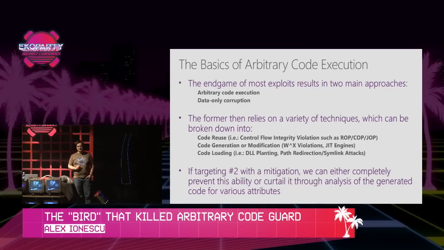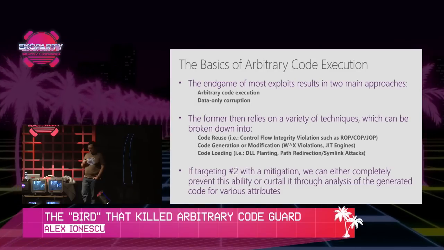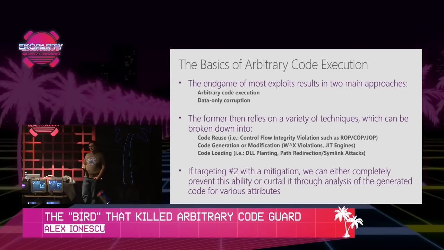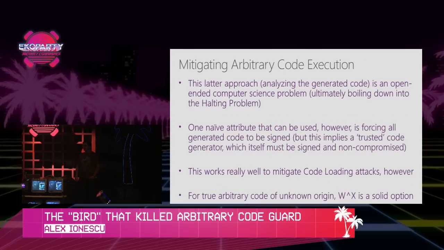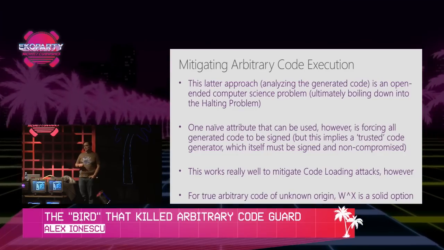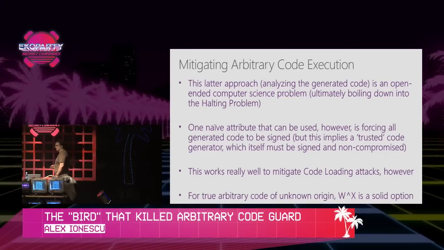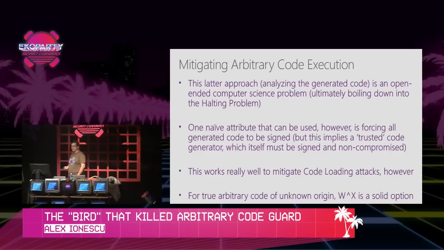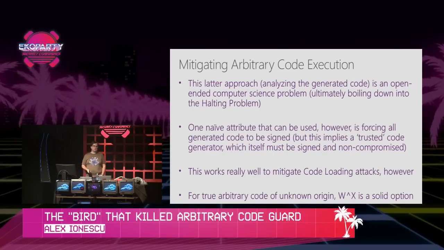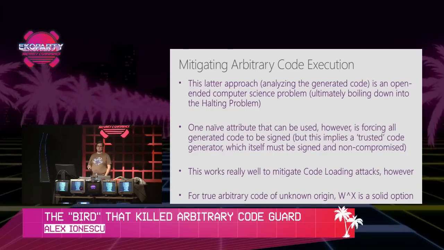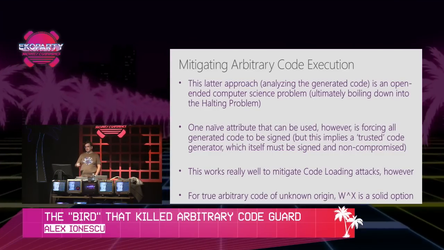So if we're targeting the second attack here, usually what we want to do is figure out if there is some way that we can prevent you from generating code, or guarantee that the generated code is safe or known generated code. Now, analyzing the generated code to figure out if it is malicious or not is pretty hard to do. It's an open-ended computer science question. We're not going to solve it anytime soon, and you get very close to the halting problem. You could say things like, well, the generated code has to be signed, or it has to be produced by something that is signed. But then you have to trust that the signed thing is generating good code.